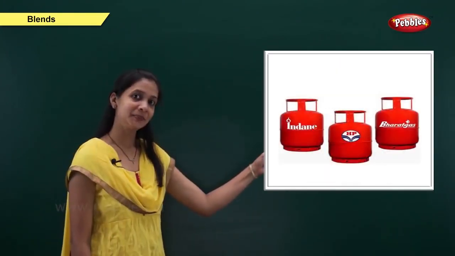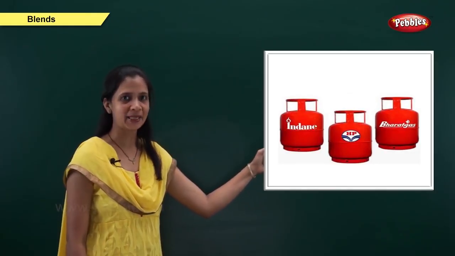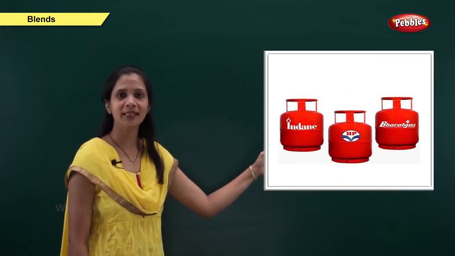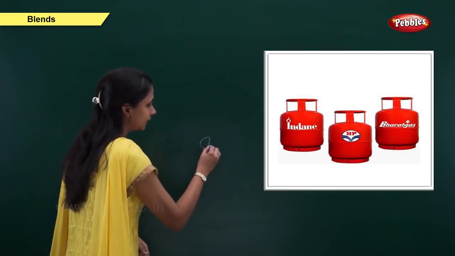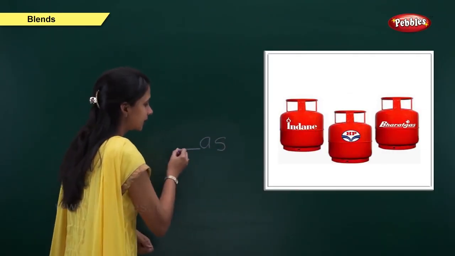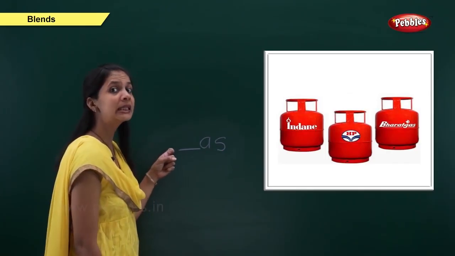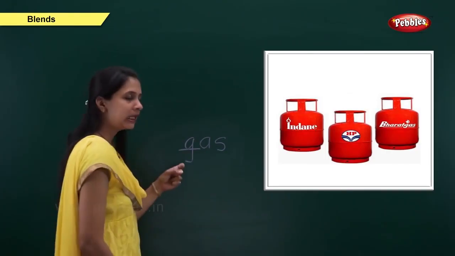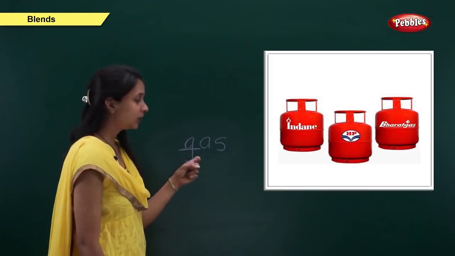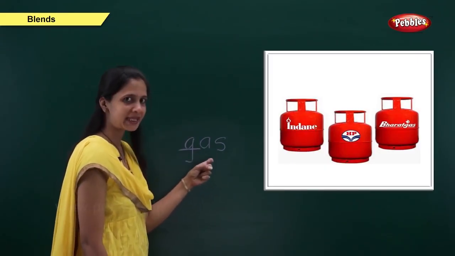What is it? Yes, it is gas. So what is the beginning sound of it? G. Yes, so it is G. So beginning sound of it is G. So it is G. Gas. G-A-S. Gas. Okay.